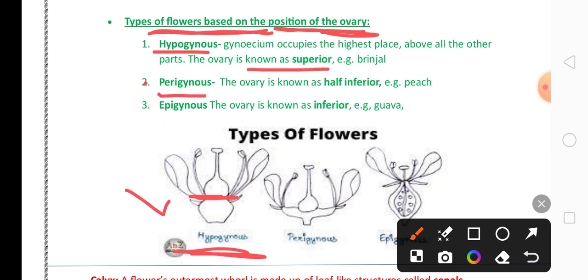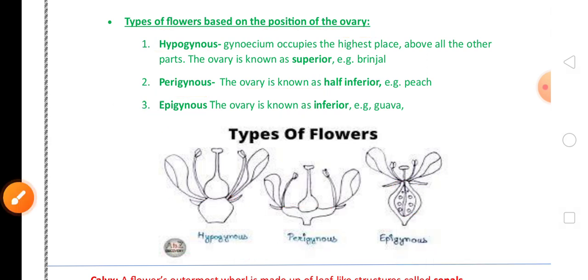Whereas in perigynous, ovary is known as half inferior. Ovary is half inferior and half superior, perigynous. And in epigynous, ovary is inferior. It is completely inside the thalamus. So based on the position of the ovary, there are 3 types of flowers: hypogynous, perigynous and epigynous.